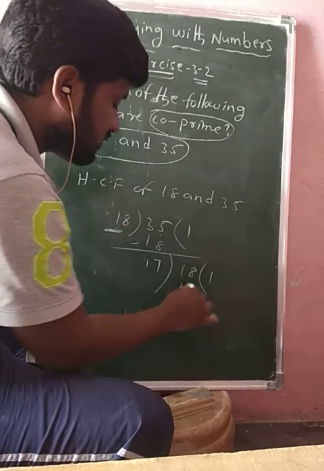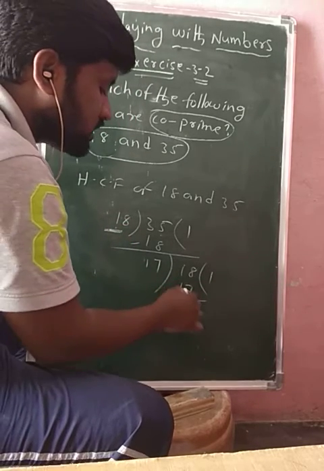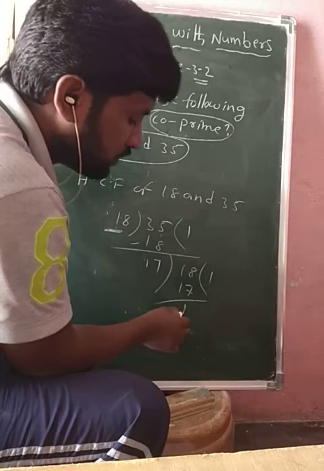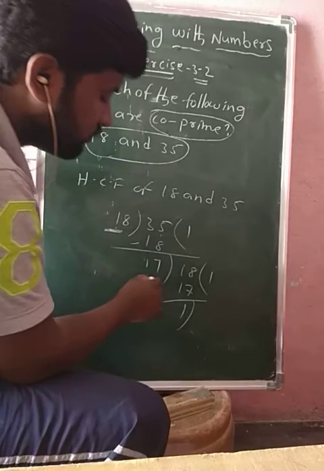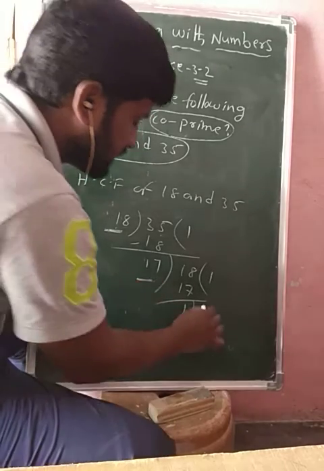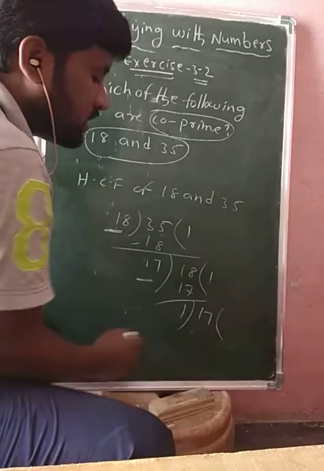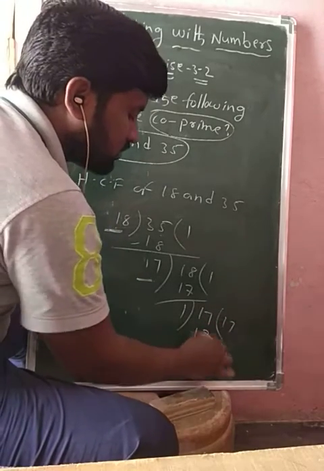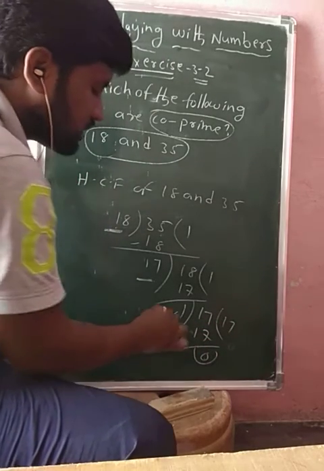17 1s are 17. 18 minus 17, that is 1. Now the remainder 1 acts as a divisor, and the divisor 17 acts as a dividend. 1 17s are 17. So what is the highest common factor here?